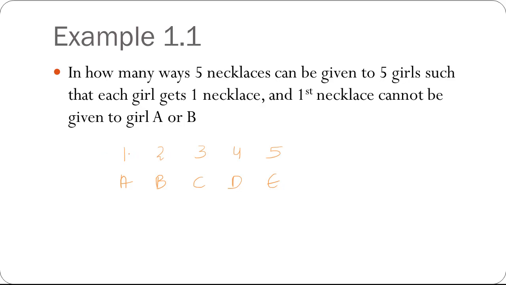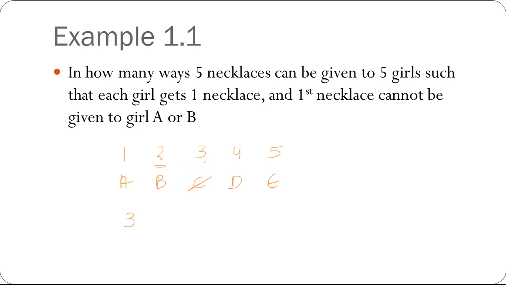So let's say the 5 necklaces are 1, 2, 3, 4, 5. The 5 girls are A, B, C, D, E. Now it's being said that the first necklace cannot be given to A or B, right? So it can be given to either C or D or E. So the first necklace can be distributed in 3 ways, right? Let's say the first necklace was given to girl C. Okay, so girl C is out. Now she won't get any other necklace.